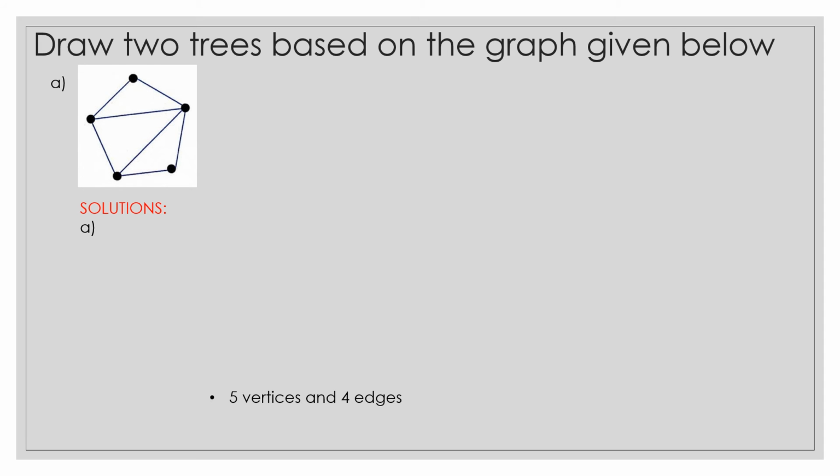Now for this example, you try to draw 2 trees based on the graph given. So remember, to draw the trees, all the vertices must be connected and also must be in the same positions. So you have 5 vertices here, so of course you must have 4 edges for the tree. So you can draw like this, 5 vertices and 4 edges. So you have edges here, here, this part and this part. So you have 1, 2, 3, 4 edges.